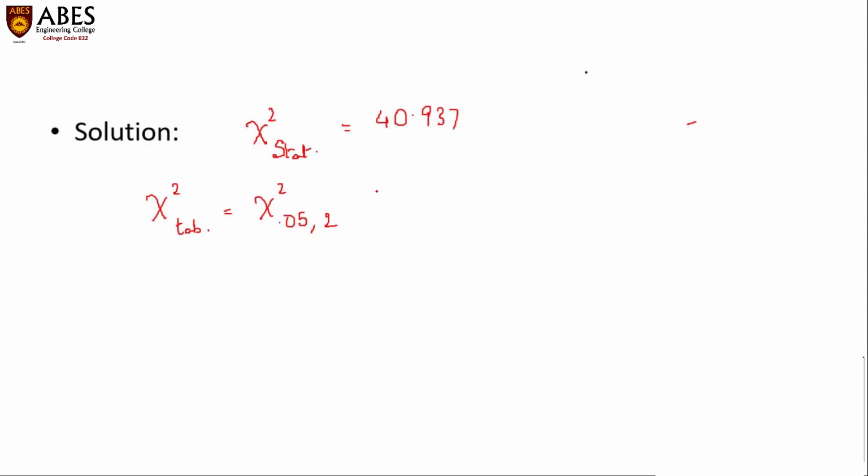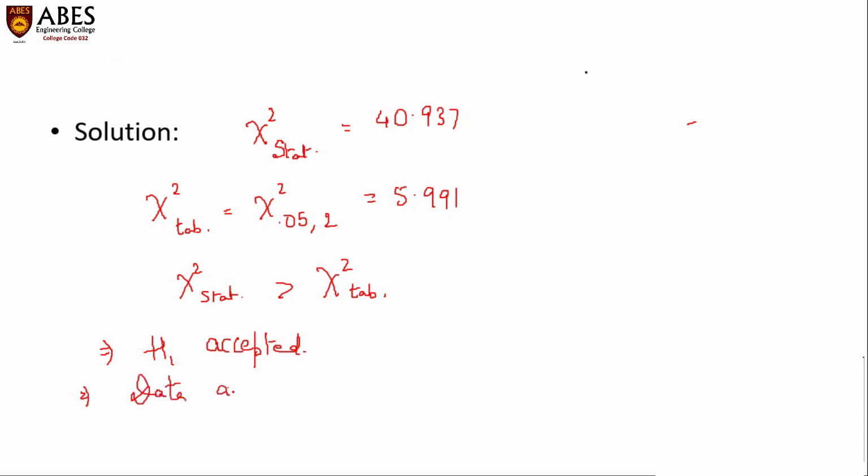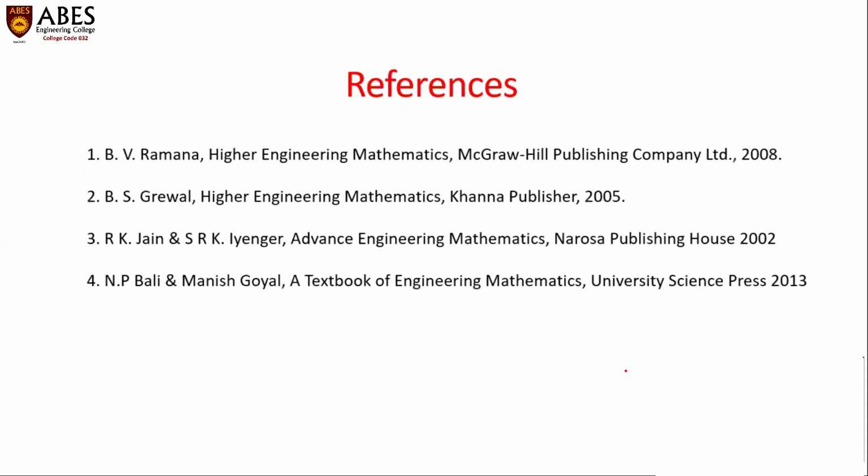So this value comes out as 5.991, and therefore the chi-square statistic is obviously greater than chi-square tabulated, and therefore data are not supported by Poisson distribution. H1 accepted, or data are not consistent with Poisson distribution.